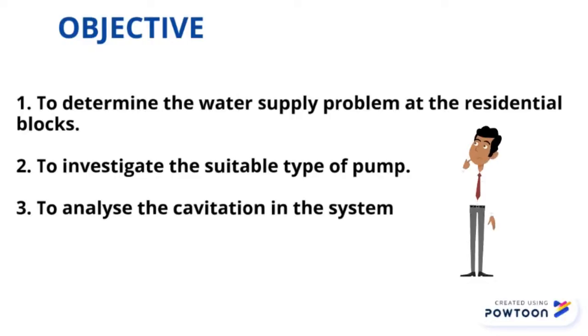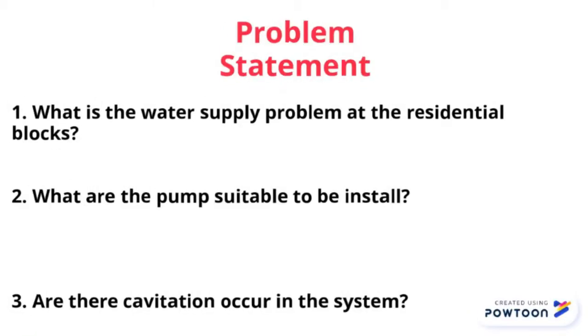Objectives. 1. To determine the water supply problem at the residential blocks. 2. To investigate the suitable type of pump. 3. To analyze the cavitation in the system. Problem statement. 1. What is the water supply problem at the residential blocks? 2. What are the pumps suitable to be installed? 3. Does cavitation occur in the system?